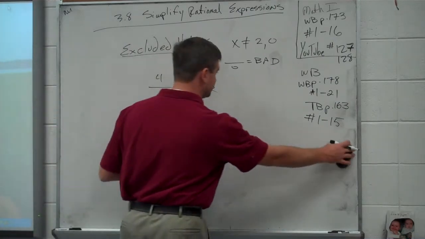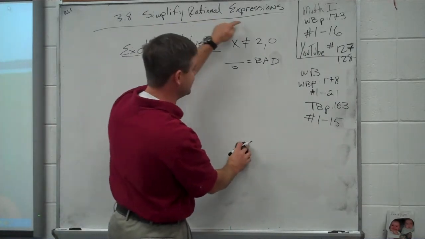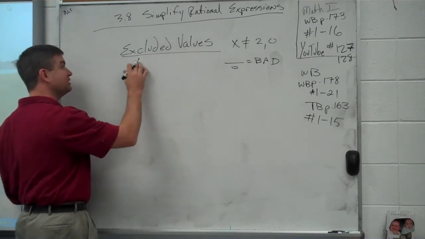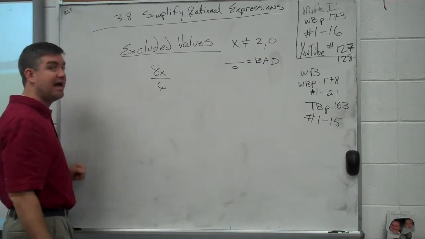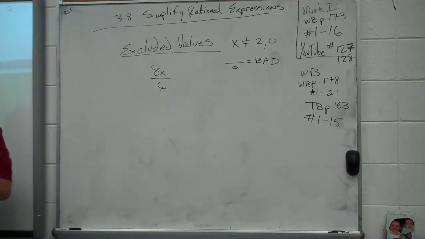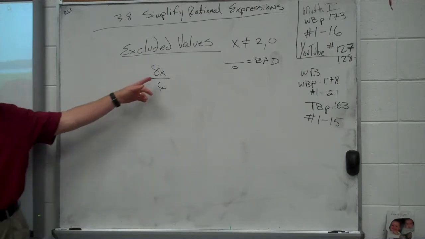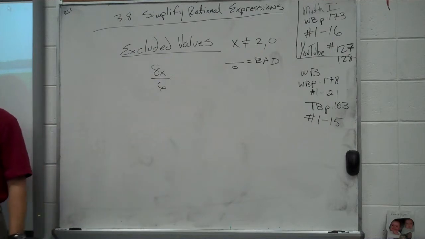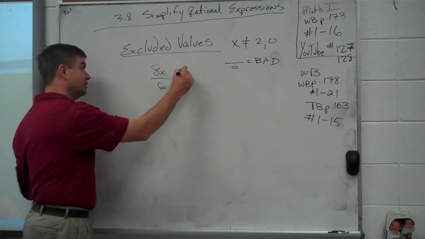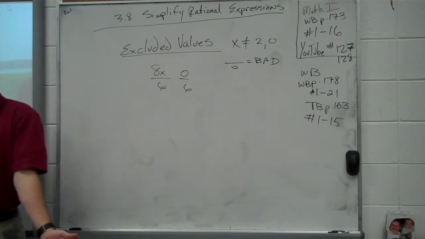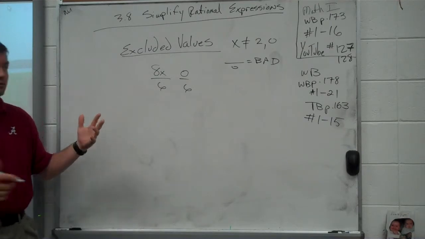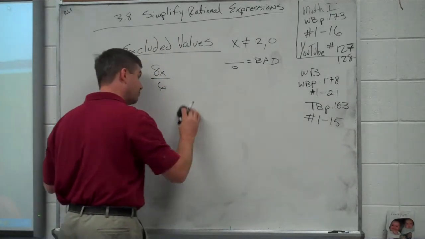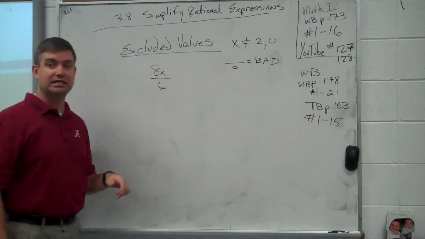So, what are some rational expressions that have excluded values? How about 8x over 6? Does it have an excluded value? Is there a value that x cannot equal? It can be 8. I'd plug in 8, I'd get 64 over 6. No problem. 0, I'd get 0 on the top and I'd get 6 on the bottom. Is there an excluded value in this problem? No, there's no excluded value. It's a trick question. I probably shouldn't have done that first. But write it down. There is no excluded value.